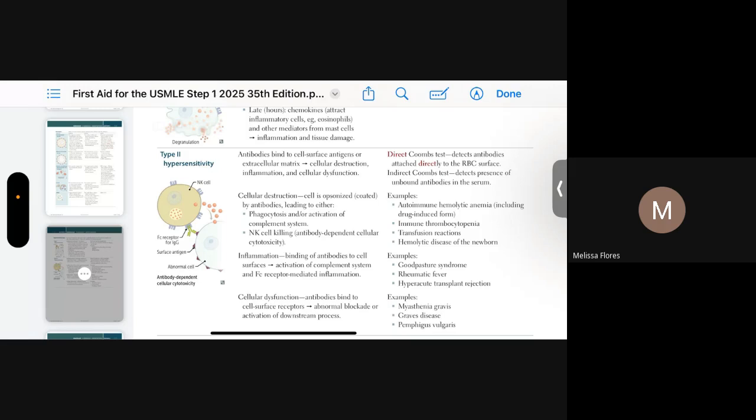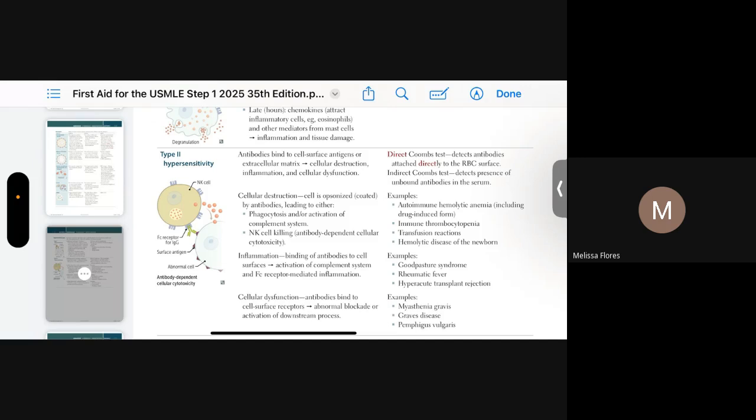For example, we have a disease called Graves' disease, right? What happened in Graves' disease, if you remember, is that we have autoantibodies. And what these autoantibodies were doing was attaching to the surface of your TSH receptors and increasing the activity of these receptors.